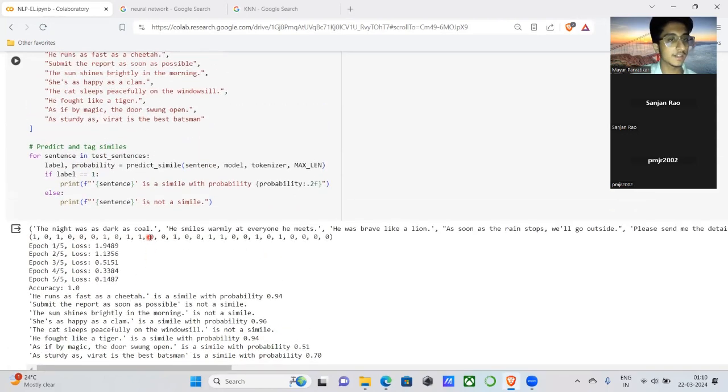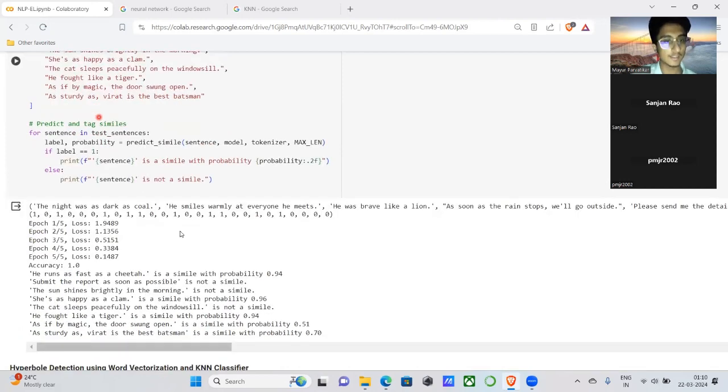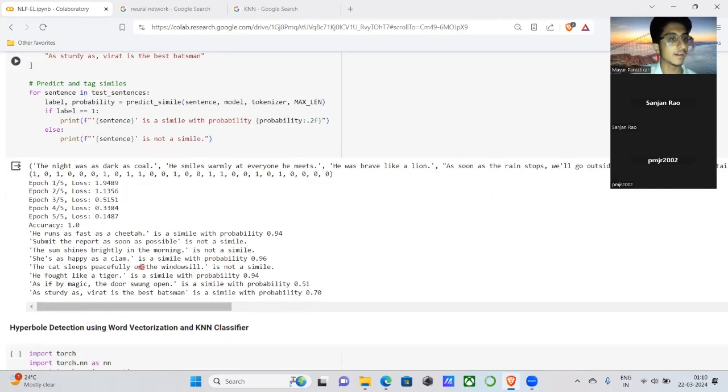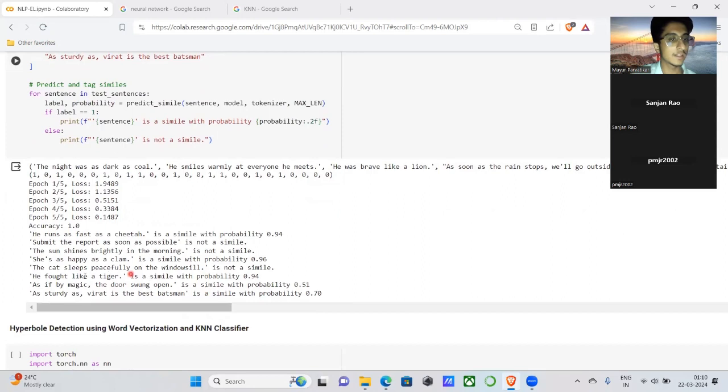So the first sentence, he runs as fast as a cheetah, is actually a simile. So it said that it is a simile with a probability of 0.94. And submit the report as soon as possible is not a simile, because as soon as is one more variant which contains as, but it is not a simile. And one more sentence, he fought like a tiger, is a simile with a probability of 0.94. And one more sentence, the cat sleeps peacefully on the windowsill, is not a simile.